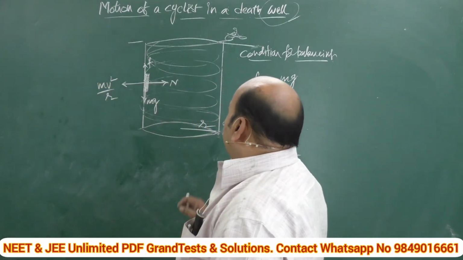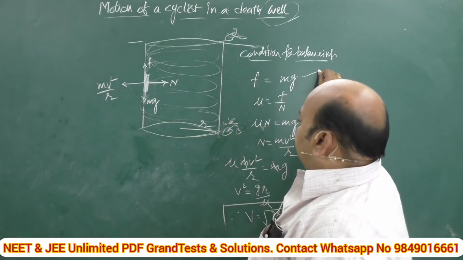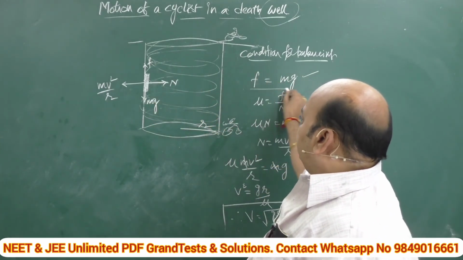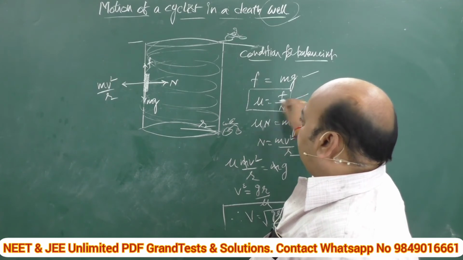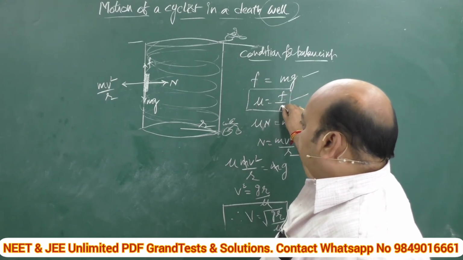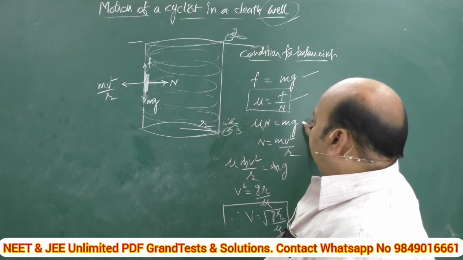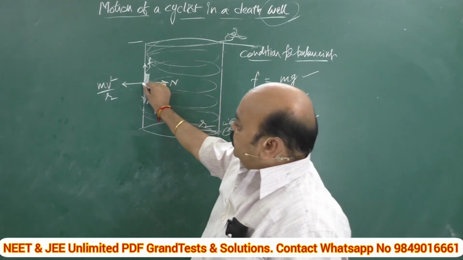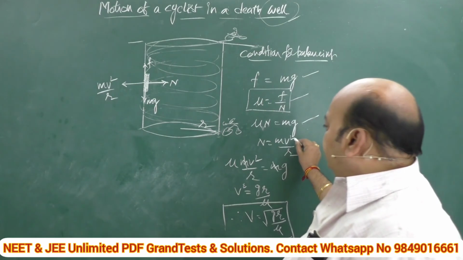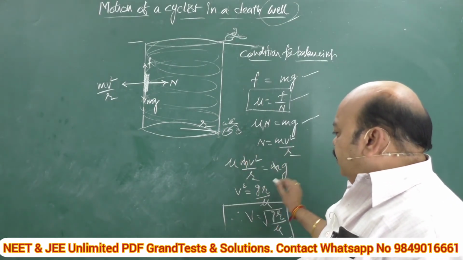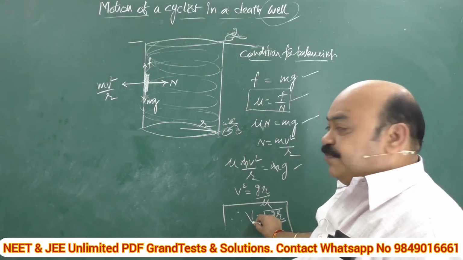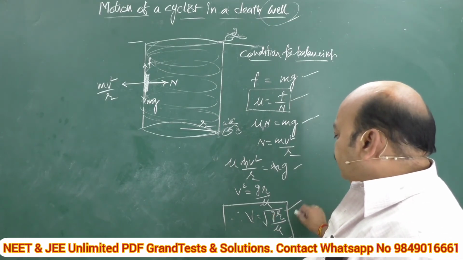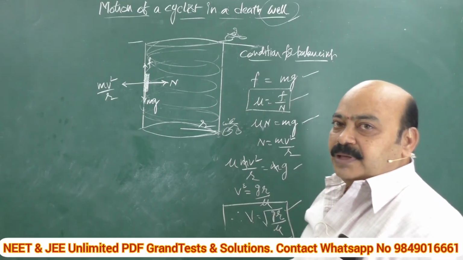Here the balancing condition is frictional force is equal to mg, upward force is equal to downward force. This frictional force can be replaced from the definition of friction, coefficient of friction, F by N. In the place of F, I will write mu N, and N value is mv square by r. I am substituting, and finally we get the safe minimum speed, that is V minimum is equal to square root of gr by mu.